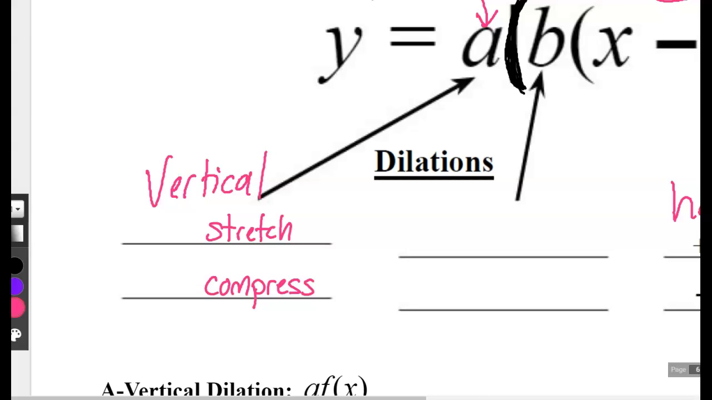A is always the vertical on the y-axis, and B is the horizontal on the x-axis. So if I'm stretching it, it means I have an A value bigger than 1. And what does the graph look like if I'm stretching it, skinnier or wider? If I'm vertically stretching it. Skinnier. Good. So here, I know that I have a vertical stretch because my A value is bigger than 1. And I'm going to write a little note to myself that the graph looks skinny when I'm vertically stretching it.